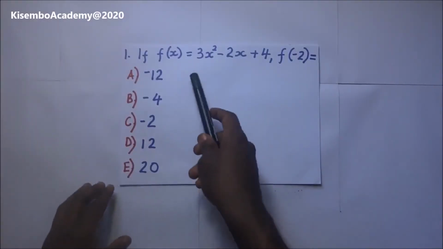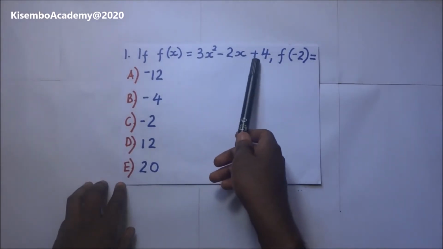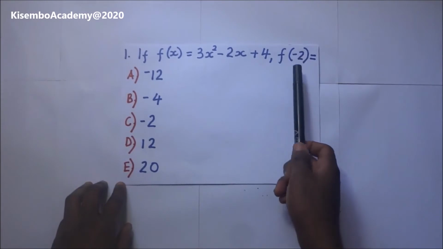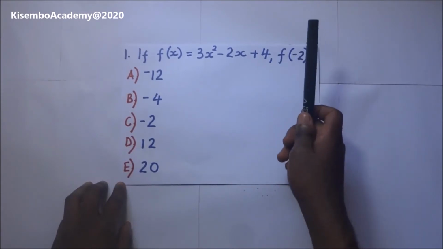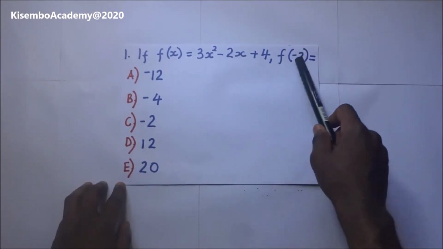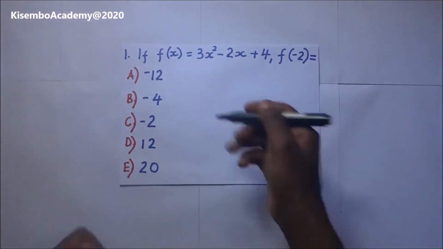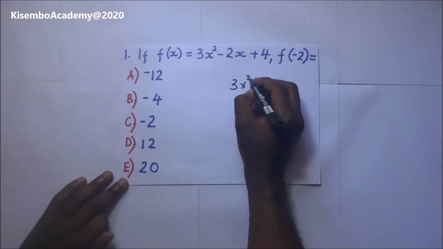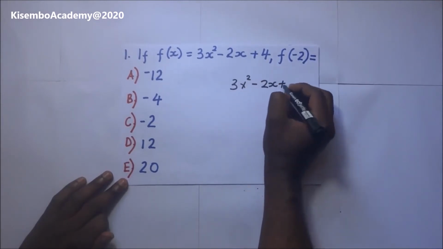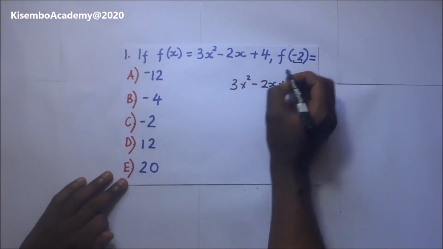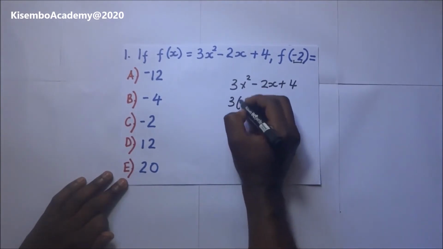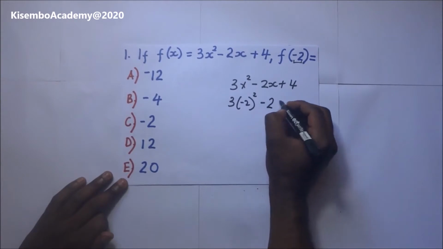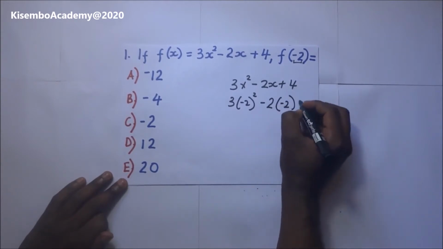We have f of x being given as 3x squared minus 2x plus 4. They're telling us to find f where the input is negative 2. In other words, they're asking us to find the value of the function, or the value of y, when x is negative 2. So we go ahead and substitute in there. It's going to be 3 times negative 2 squared minus 2 times negative 2 plus 4.